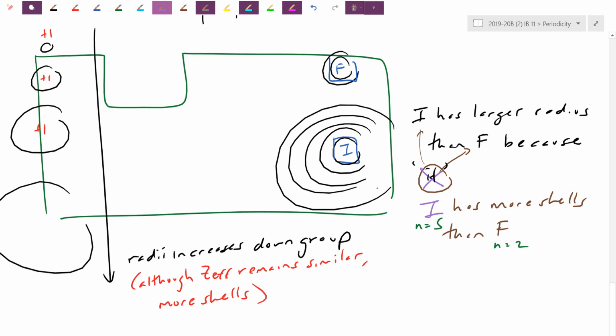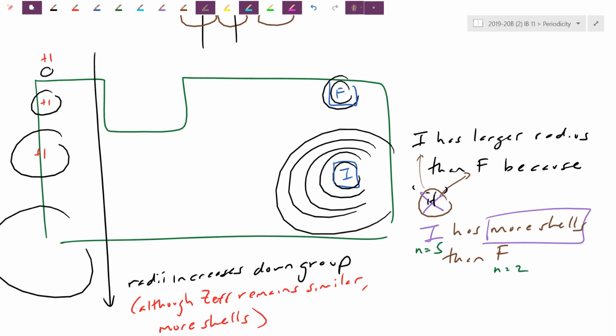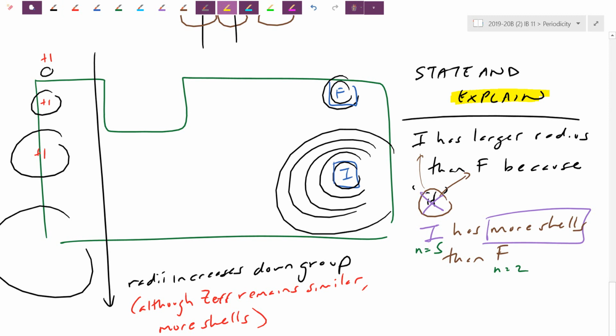No, your reasoning has to do with this fact of more shells. One other note here while I have this question worded here: sometimes, in addition to explaining which one is larger, they use the phrase "state and explain." So far, I've done a good job of doing explain, right? Telling me that it's more shells actually tells me iodine is larger. Being 5 shells, obviously I'm bigger than having 2 shells.